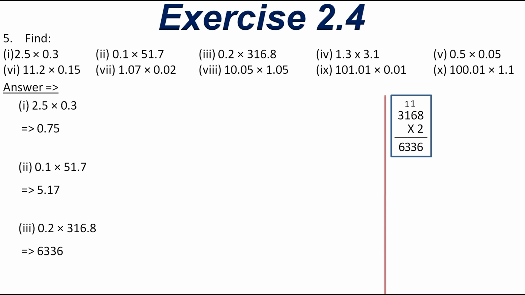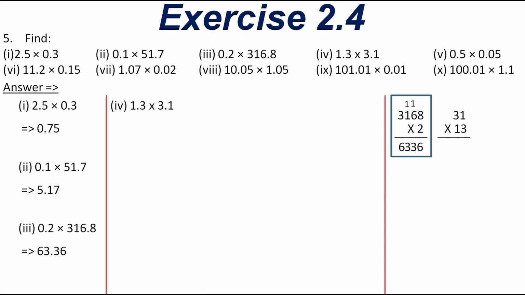Now let's check how many digits are present after the decimal point. In the first number we have 1 digit, and here also we have 1 digit. So 1 plus 1 is 2 digits present after the decimal point. So the answer will have 63.36. Okay, next question we have, the fourth one, that is 1.3 into 3.1. Now forget the decimal point, then the number becomes 13 into 31. So let's multiply this 13 into 31.